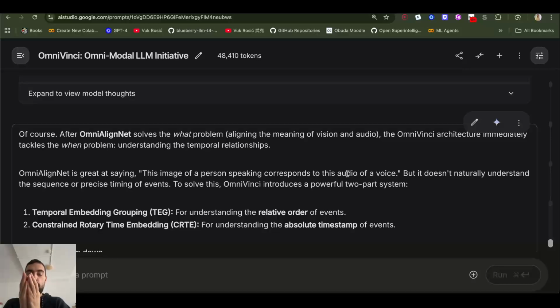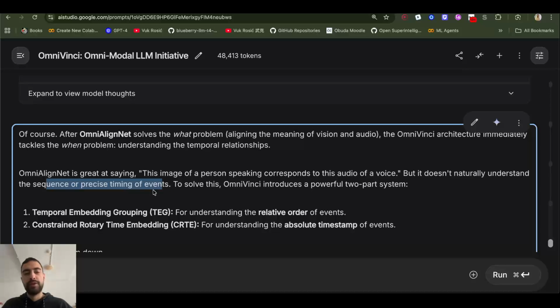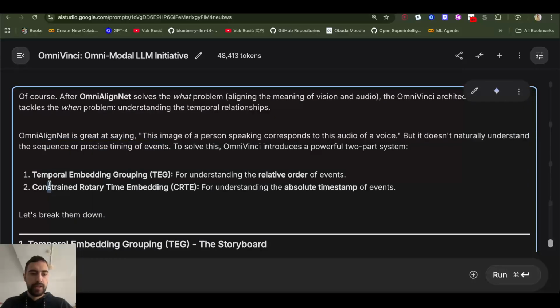But within that audio and video, how does it know which point happened where exactly? How does it understand how the video and audio go through time and how they are correlated through time as the video goes? OmniAgentNet just understands that this frame or part of a video of a person speaking corresponds to this audio of a voice, but it doesn't know the precise sequence and timing of events. So there are two more modules to solve this: temporal embedding grouping, to understand the relative order of events, and constrained rotary time embedding, for understanding the absolute timestamp of events.